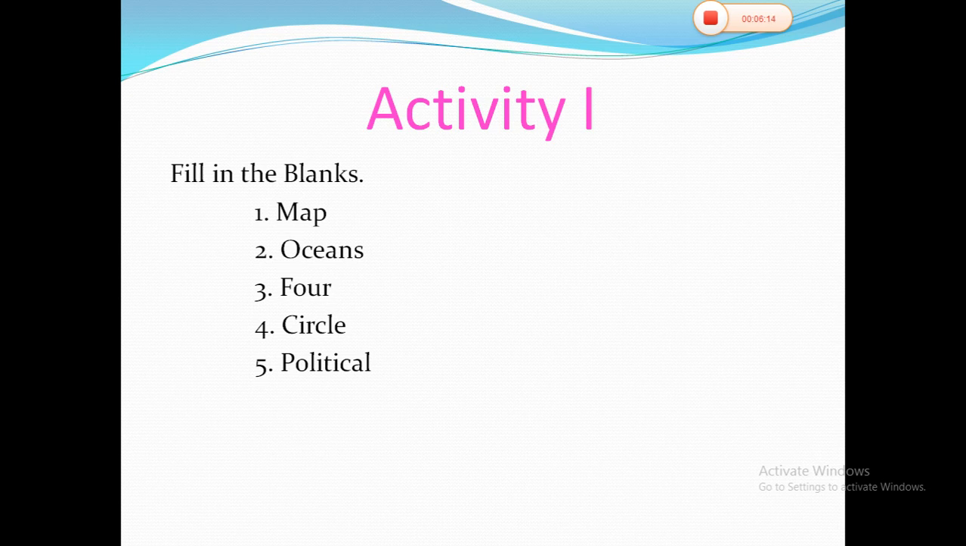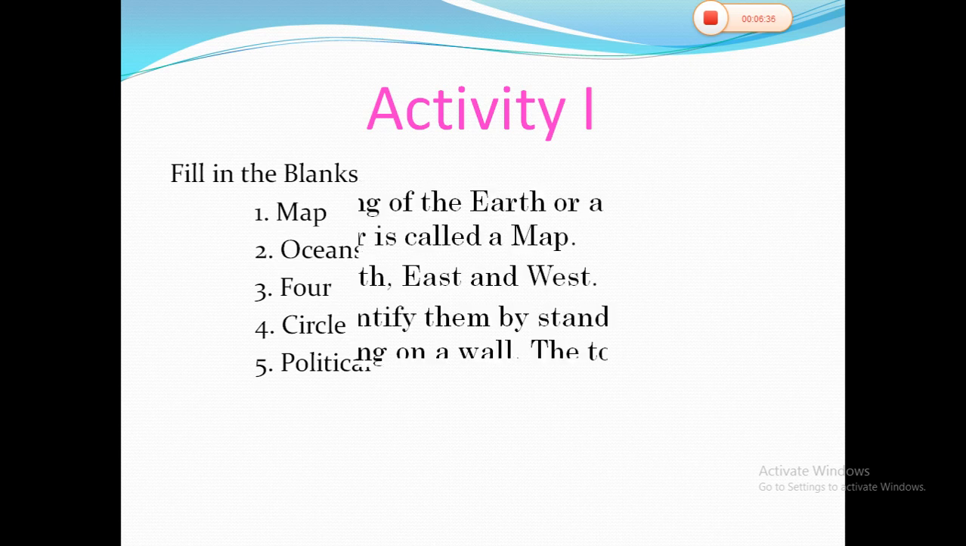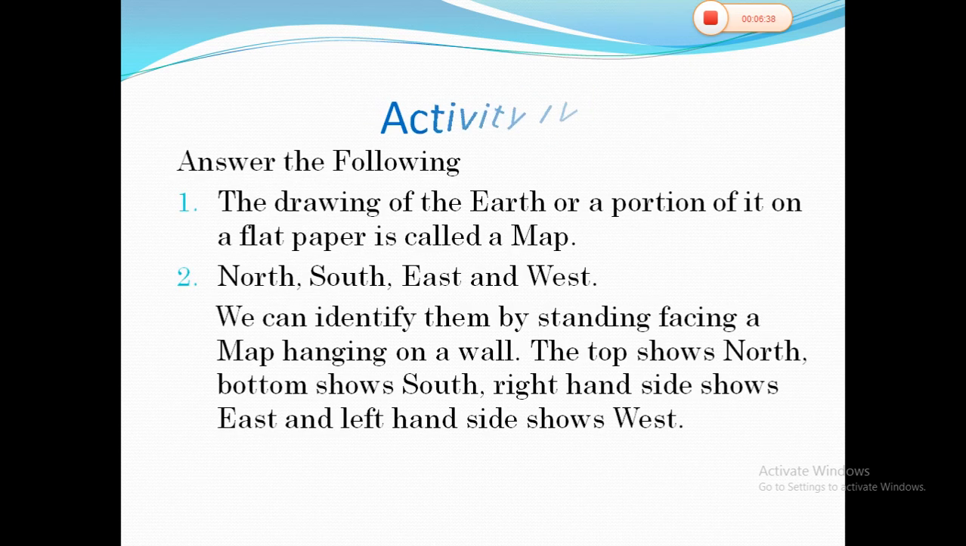There are four main directions. The location of a city on a map is marked by a circle. A political map shows political boundaries. The next, answer the following questions. Roman number 4. You can write all these answers in your notebook.